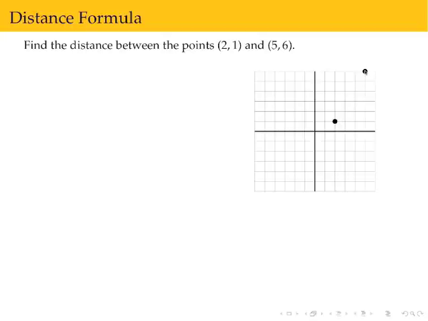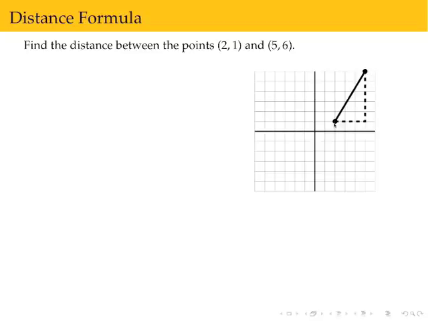We want the distance between them, which is the length of this line, which I can find using the Pythagorean theorem if I build a right triangle. So here's a helpful right triangle to look at.